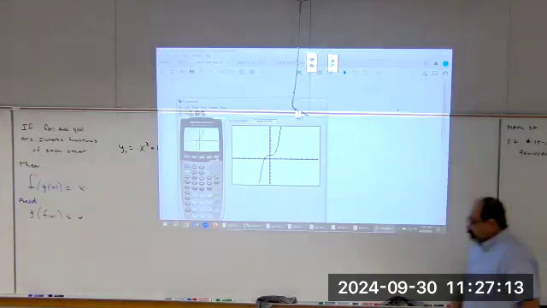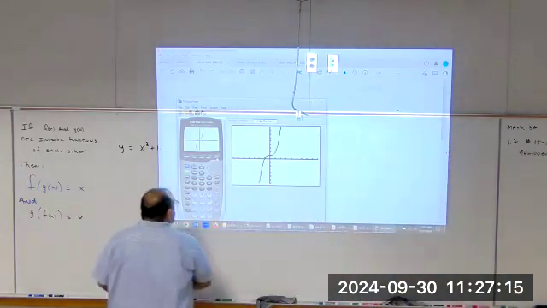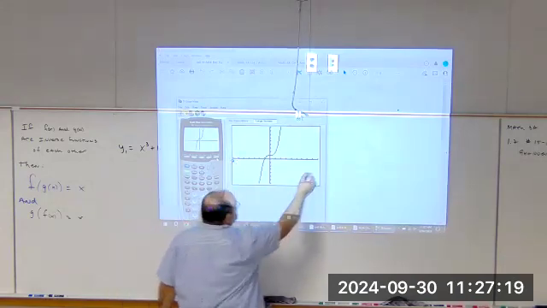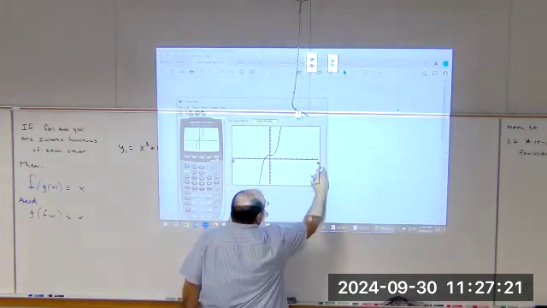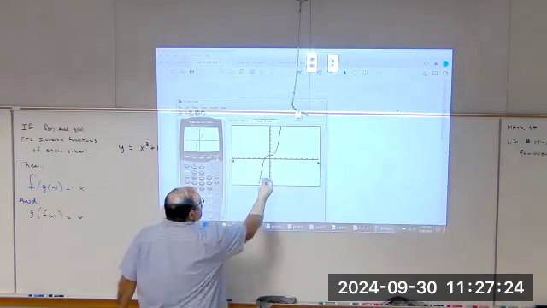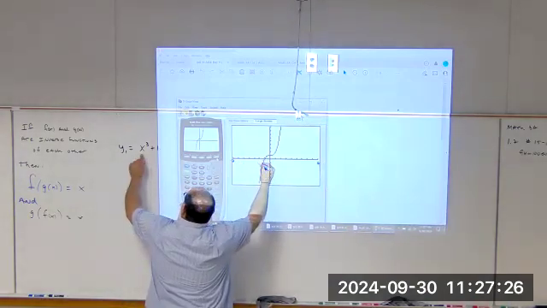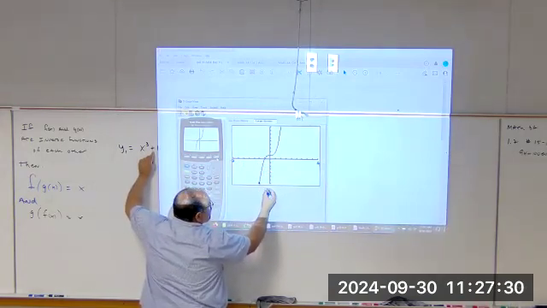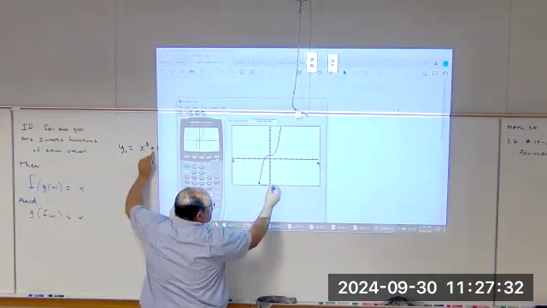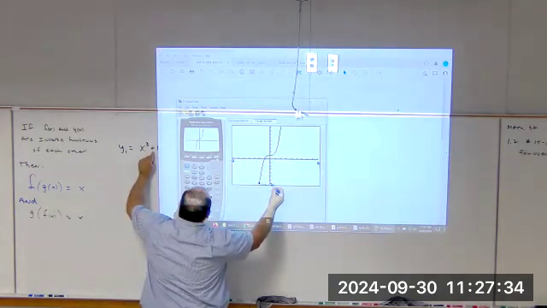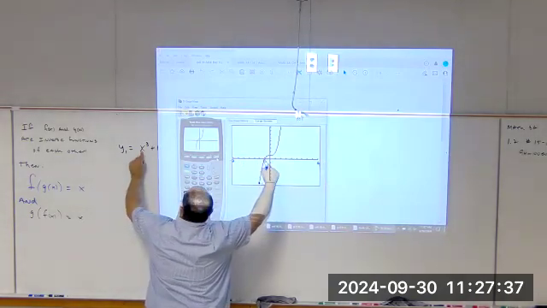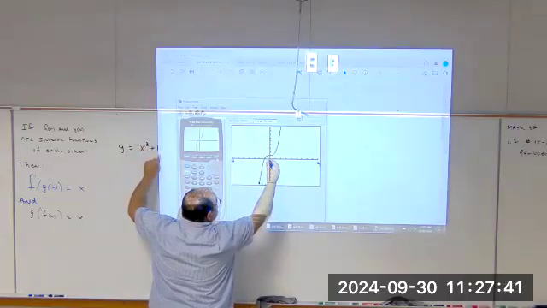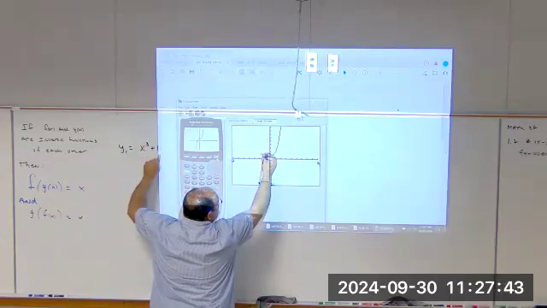I had to change the window. So this is negative 7. This is positive 9. You'll see why in a little. Negative 2. Negative 2 cubed is negative 8. Negative 8 plus 1 is negative 7. So right here is -2, -7. -1. -1 to the third is -1. -1 plus 1 is 0. So right here, we're at -1, 0.